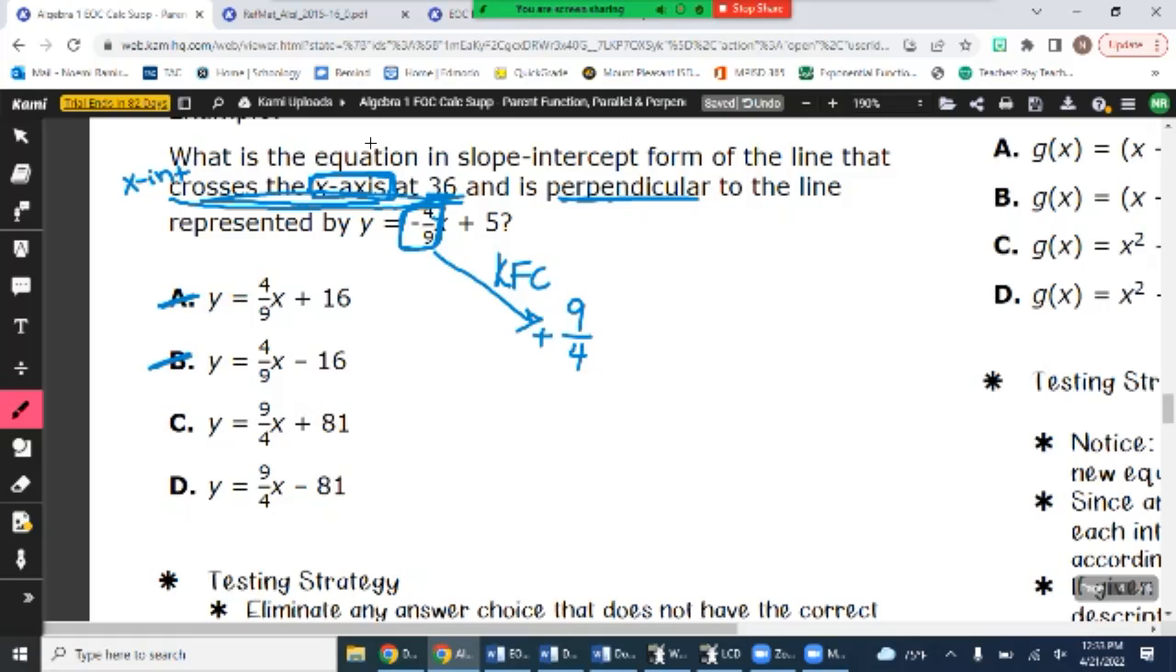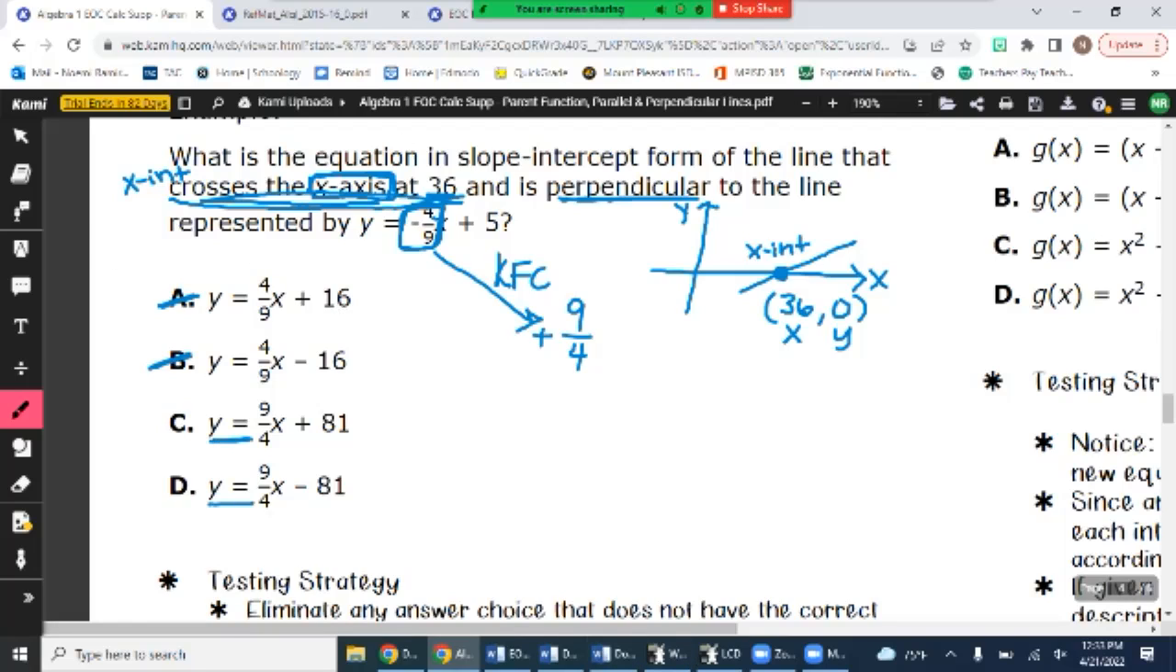If you don't know that by just reading the words, then I would sketch it. Okay, well, it's telling me that the line, whatever line I'm drawing, here's my y-axis, here's my x-axis, it's gonna cross the x-axis at 36. So that means at this point's at 36. If it's crossing the x-axis, that must mean that it's an x-intercept. And that must mean that the x value is 36 and that the y value is 0. Okay? You don't know it just by reading the words, sketch it. Don't be lazy.